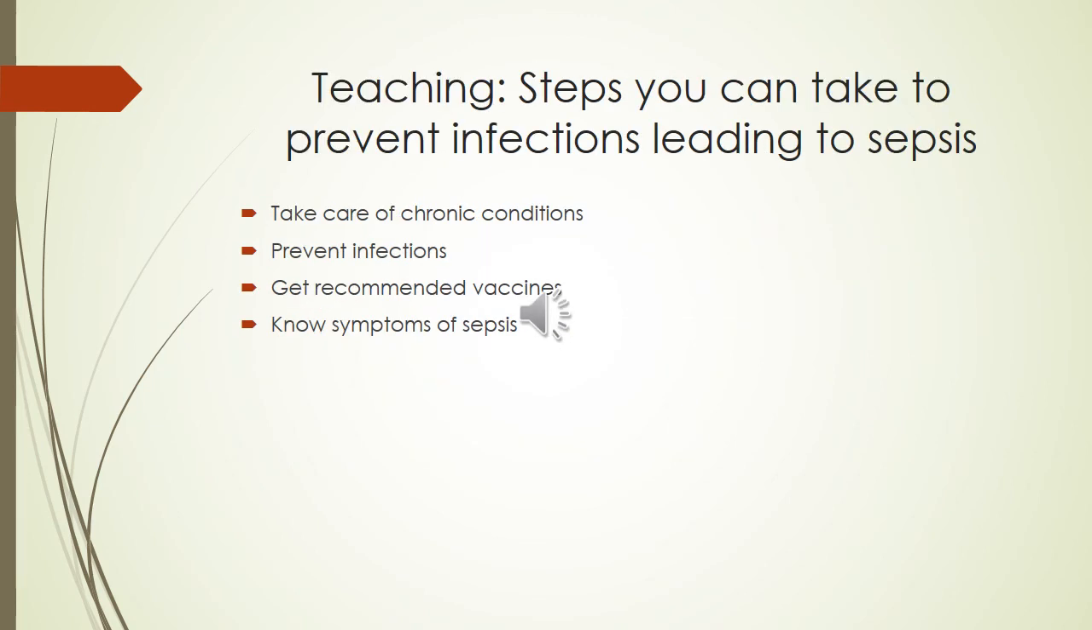Steps you can take to prevent infections leading to sepsis are: take care of chronic conditions, prevent infections, get recommended vaccines, and know the symptoms of sepsis.